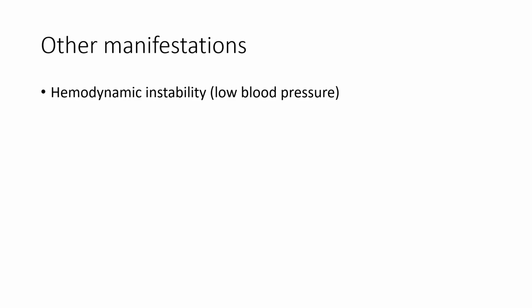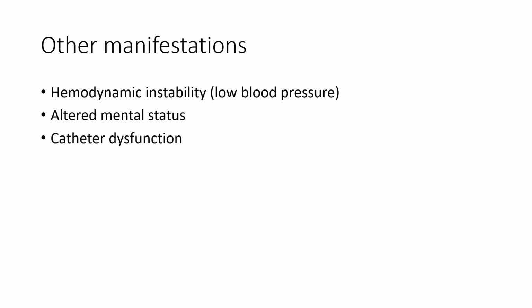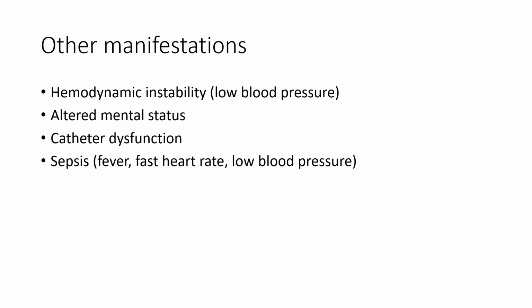Other clinical manifestations of a bloodstream infection may include what we call hemodynamic instability, so low blood pressure. Patients are often confused. Sometimes the catheter doesn't work well. And we are always concerned about the possibility of developing sepsis, which we talked about earlier as a syndrome featuring fever, fast heart rate, low blood pressure, confusion that is triggered by our body's immune response to an infection.